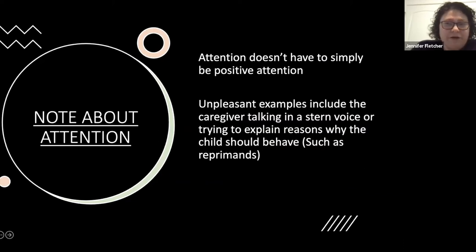So just something to be aware of with attention is it doesn't have to always be positive attention. Unpleasant examples will include if you're giving reprimands, telling them, no, that's not okay to do that. Or you start explaining, okay, we don't do this because, and giving them lots of talk, they're getting the attention, even if it's a negative experience. And I know it seems kind of weird that kids will crave even negative attention, but that's just one of the funny things about behavior. If kids want attention, then both ways, positive and negative attention, they'll engage in behavior in order to get either.